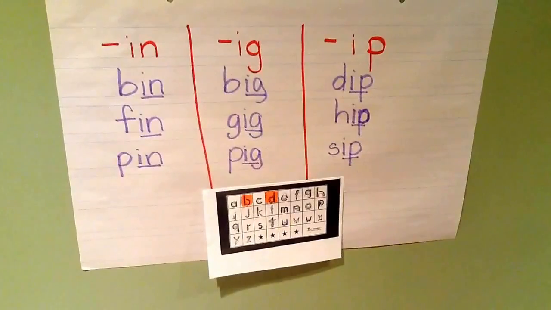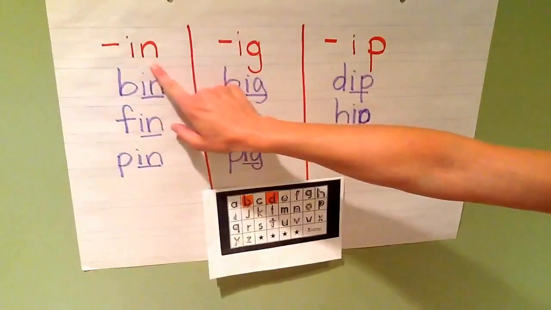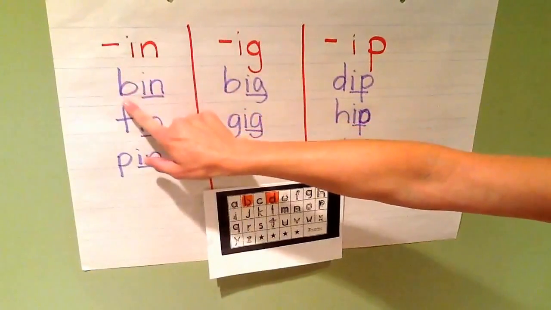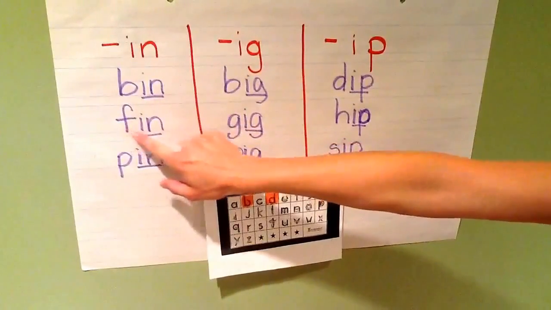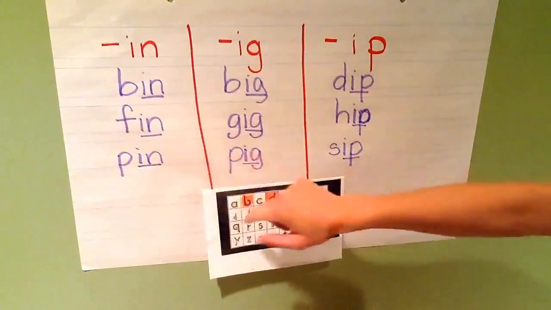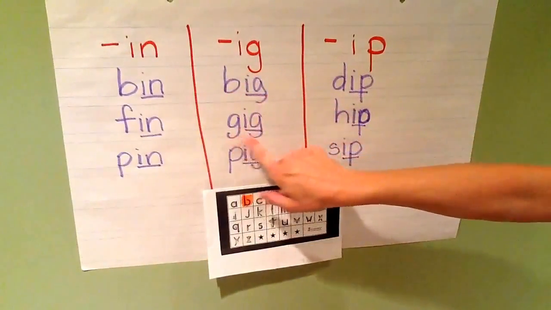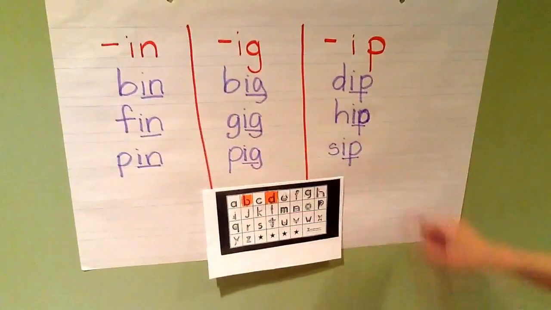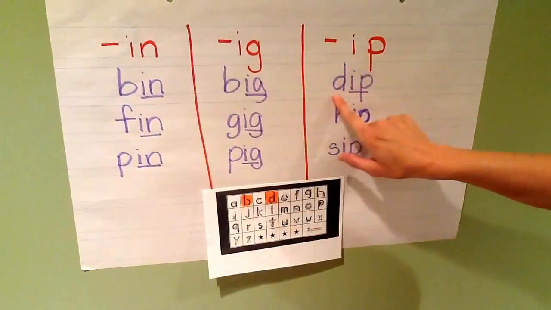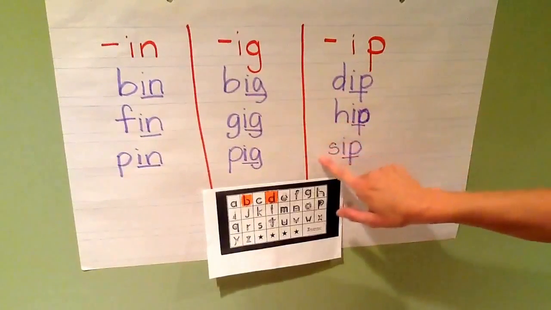Boys and girls, today we wrote words that have word families inside of them. We can use those word families to help us read and write other words. Let's end our lesson by reading all of the words we came up with. Ready? In. If we know in, it helps us with bin, fin, pin. If we know ig, it helps us with big, gig, and pig. By knowing ip, it helps us with dip, hip, and sip.